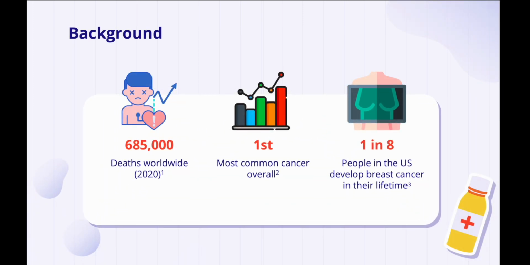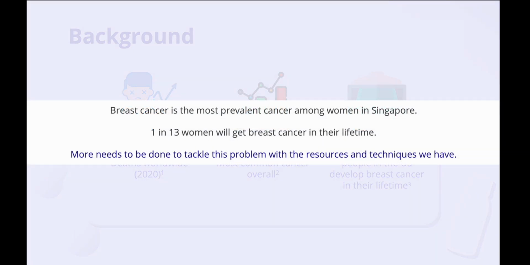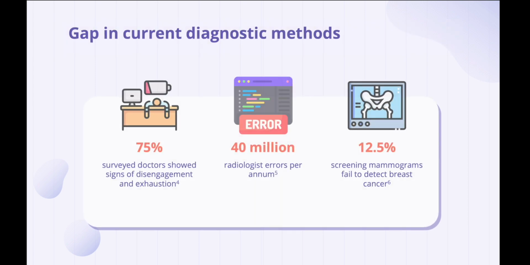Now, breast cancer is a very pertinent problem in the modern world, with many deaths worldwide, and furthermore, 1 in 8 people in the US develop breast cancer at some point in their lives. To make matters worse, it is the most prevalent cancer among women in Singapore. 1 in 13 women will get breast cancer at some point in their lives. As such, more needs to be done to tackle this problem with the resources and techniques we have.